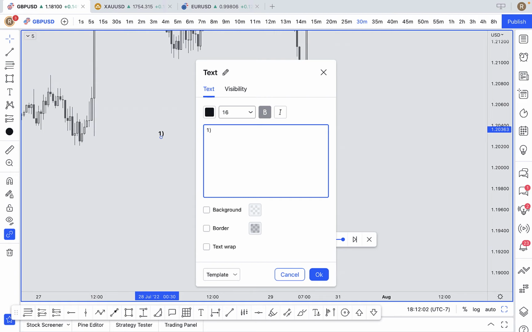So the first thing for me for a POI is it has to break something. Substructure, structure, break a supply, break a demand. It needs to break something. It needs to do something to validate it as a POI. If it looks like a demand zone, but it literally did absolutely nothing, that zone may not be the most high probability zone to trade off of. So that's the first thing for me. It has to break something.